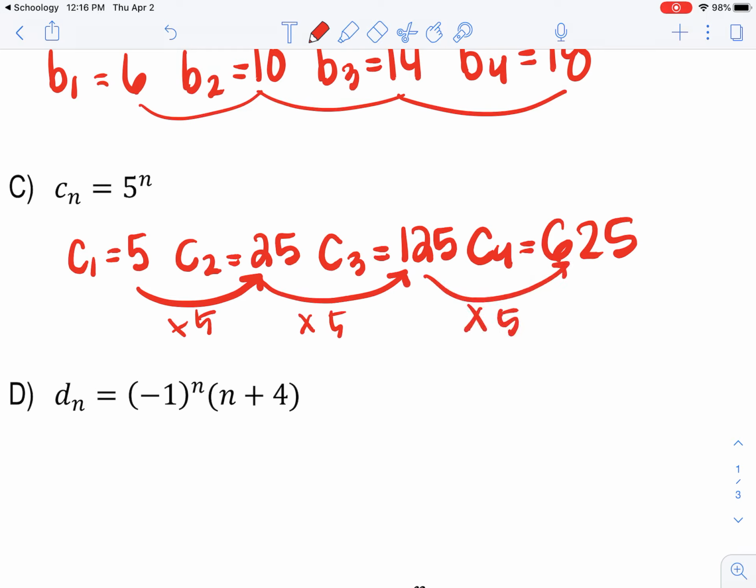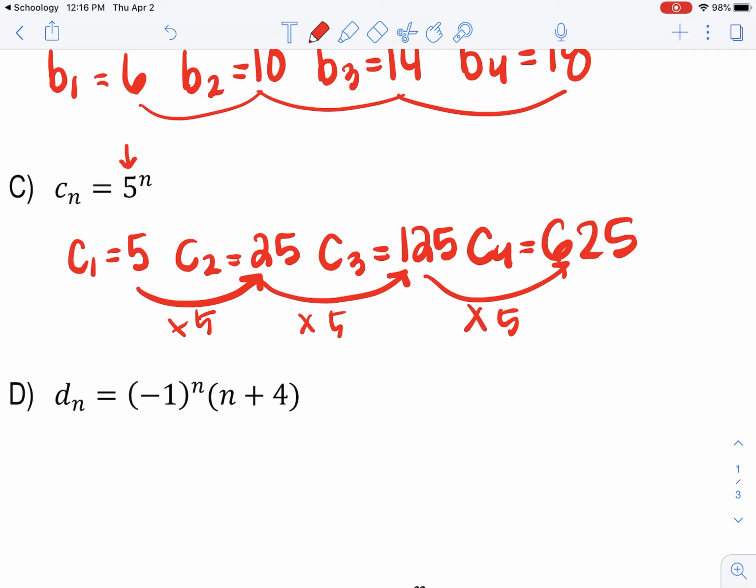So when it's increasing by a multiple of 5, you're going to have an exponential function where the base is 5. If I saw something increasing by a multiple of 3, so times 3, times 3, times 3, that's an exponential function with the base of 3.